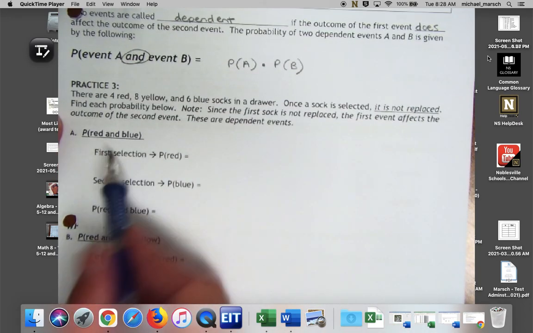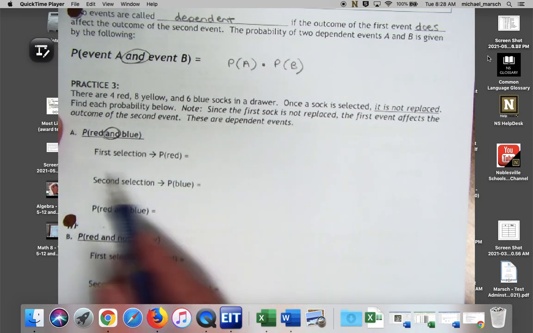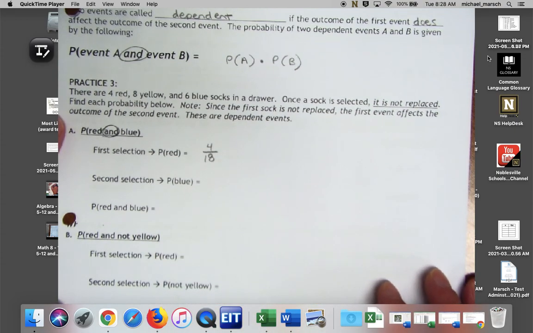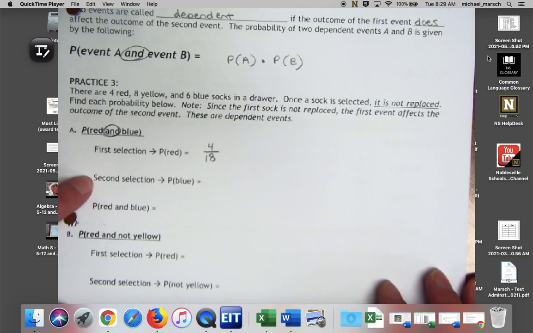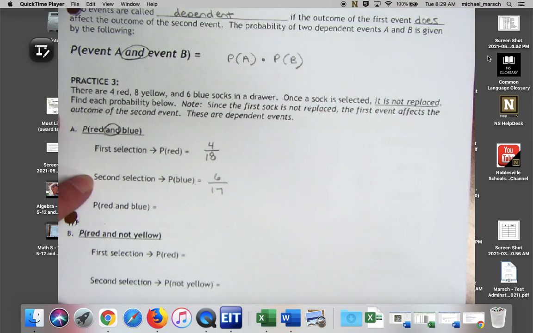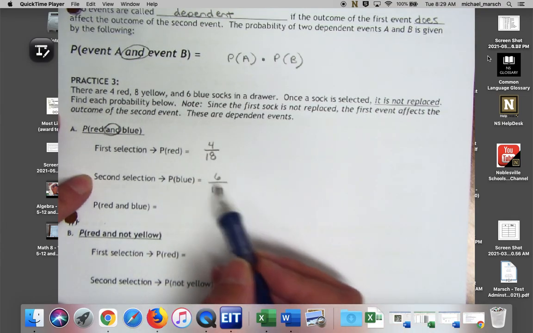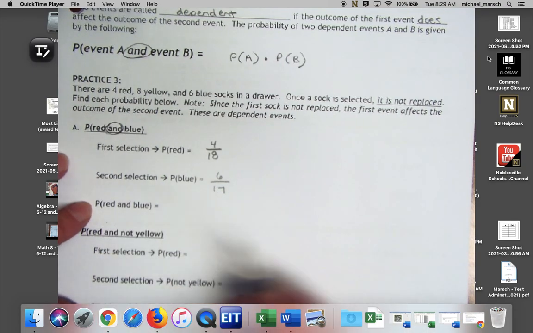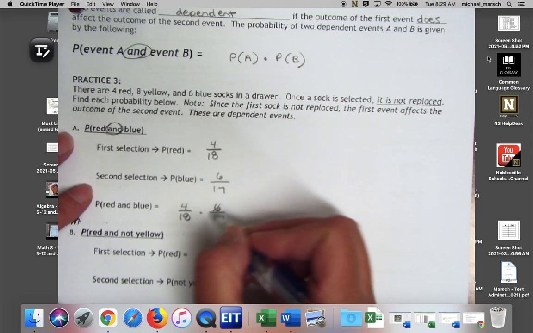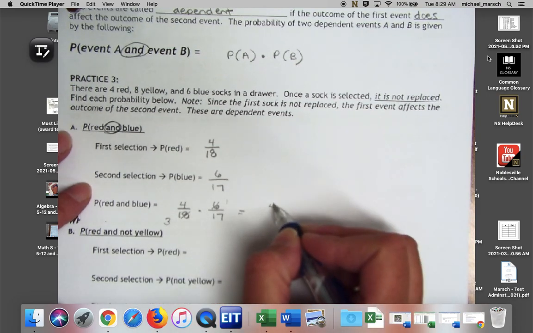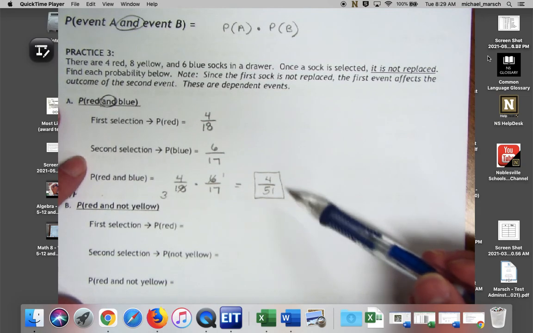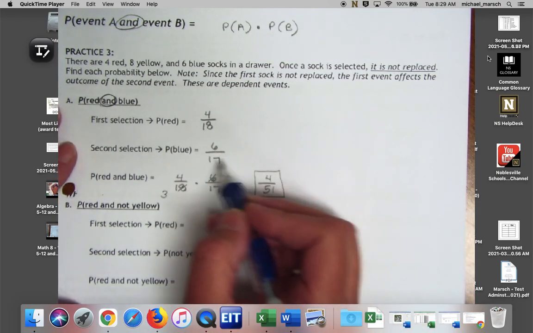All right, probability of red and then blue. We've got this word and again, so we know we're going to multiply. First selection is red. There happen to be 4 red socks out of 18 total socks. It's gone. Second selection, blue. There are 6 blue socks out of now only 17 that are left, because we took away a red sock. So the probability of a red and then a blue is 4 over 18 times 6 over 17. I can do some fancy cross simplifying, and I'm going to get 4 over 51. So that is the probability that the first sock I pick is red and the second sock I pick is blue, knowing that the red one was not replaced. Remember, that's why this denominator changed.